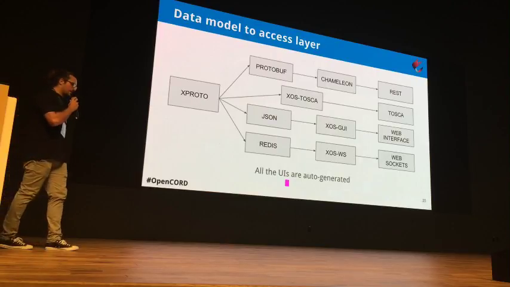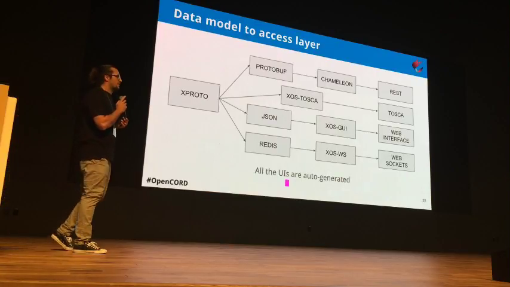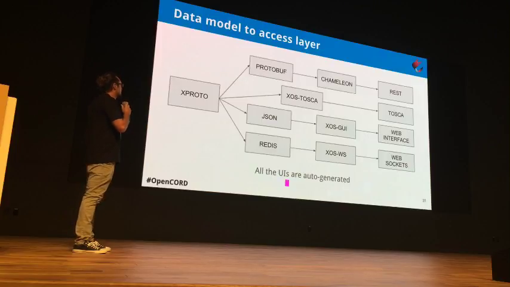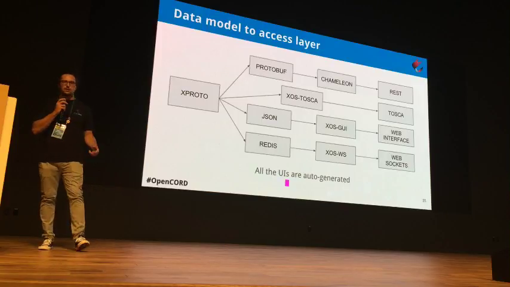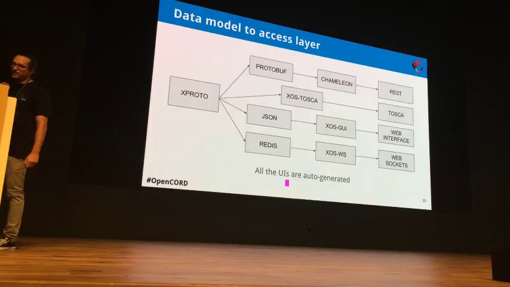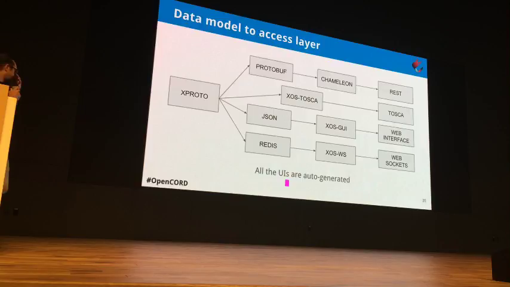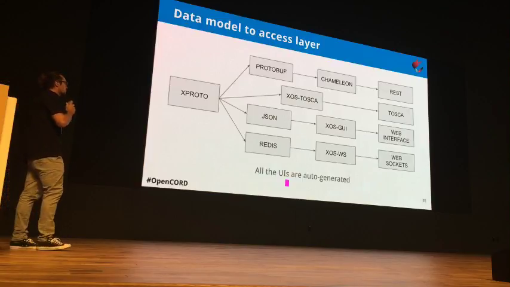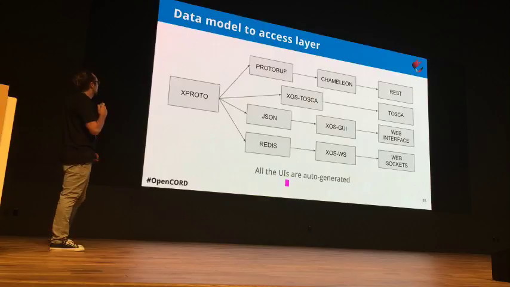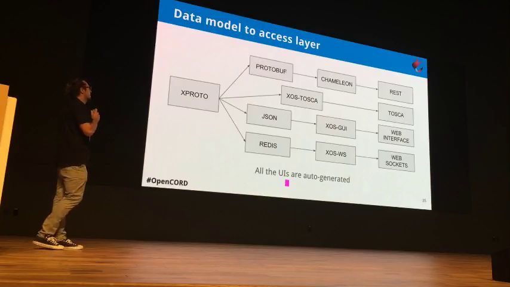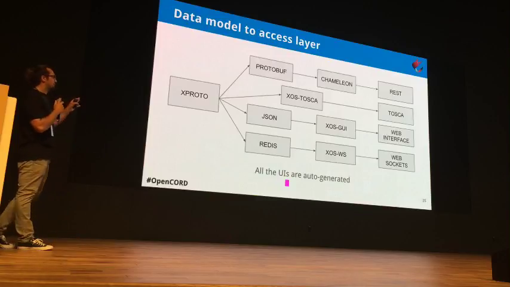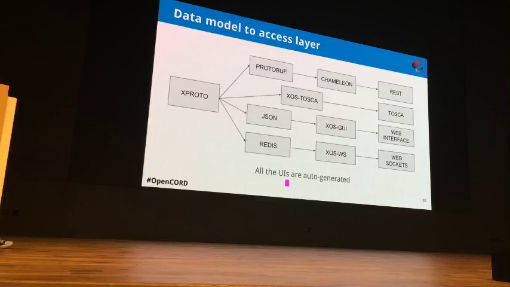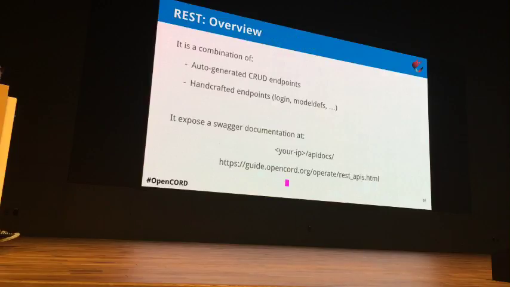We were talking about auto-generating the UIs. So starting from the data model, how can we arrive at the operator access layer? It is a set of transformations made possible by a toolchain we're working on. So from Xproto, we can generate a bunch of different formats and expose all the REST interfaces you need to control the system.